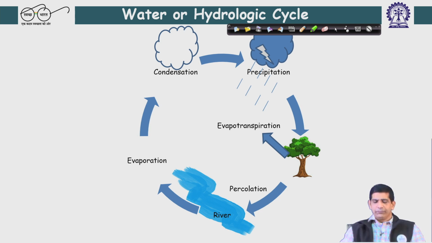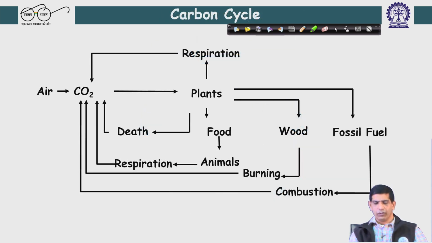So, you have a river, from river you have the evaporation, condensation, precipitation, then again rainfall, evapotranspiration, percolation to groundwater, and then again evaporation, for the exposed water surface. So, this is how this hydrologic cycle keeps on working for water.